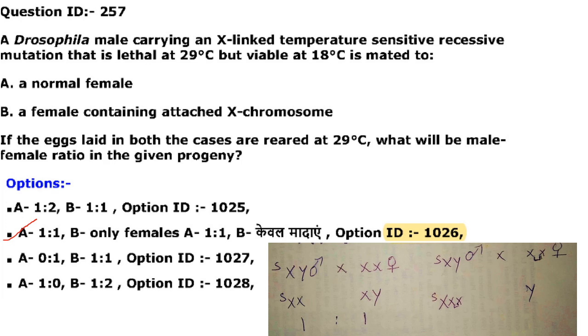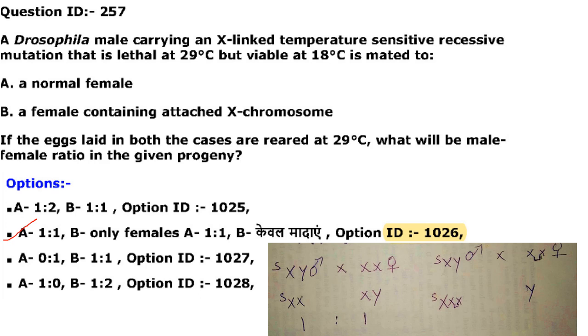Then next one. A Drosophila male carrying an X-linked temperature-sensitive recessive mutation that is lethal at 29 degrees Celsius but viable at 18 degrees Celsius is mated to a normal female. Then B, a female containing attached X chromosome. If the eggs laid in both the cases are reared at 29 degrees Celsius, what will be the male-female ratio in the given progeny?